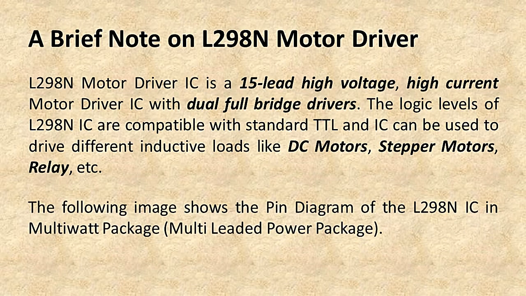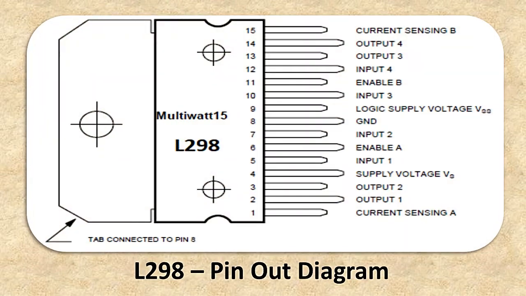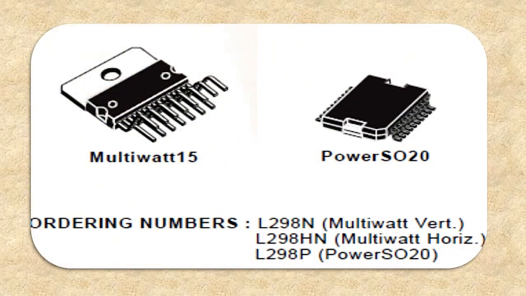The following image shows the pin diagram of the L298N IC in multi-watt package, that is multi-leaded power package. This is the pinout diagram of the L298. There are two variants, multi-watt 15 and power SO20. This is the SMD component and this is the dual inline chip.